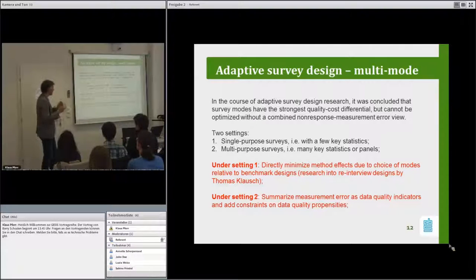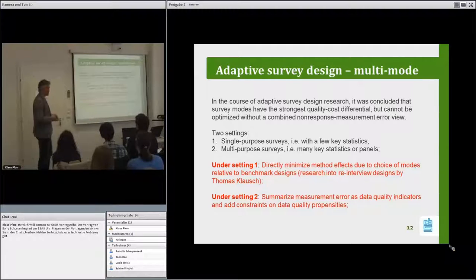In that, we distinguish two kinds of settings. The first one is the most common one, where we have a survey with a few key statistics, and we would focus directly on those. But if you're in a panel setting where you have a survey with a lot of different modules, of course you have to think a bit more generally. So how can we account for measurement error in a setting where the survey has a lot of different issues or questions or topics?